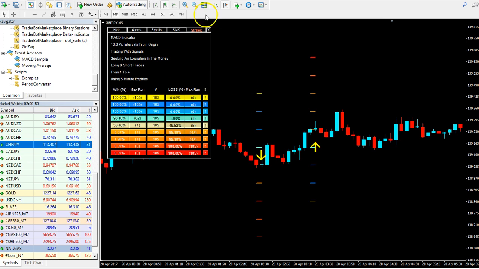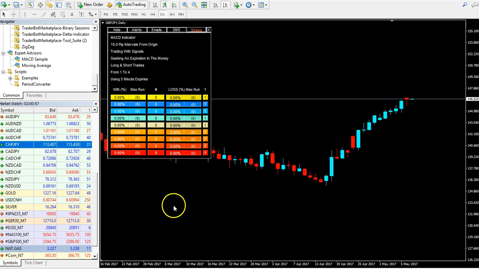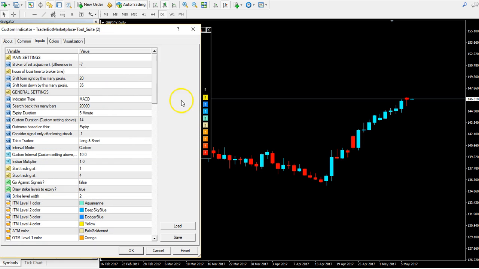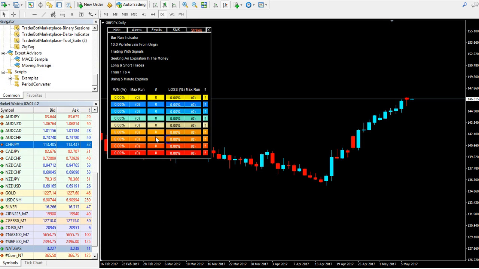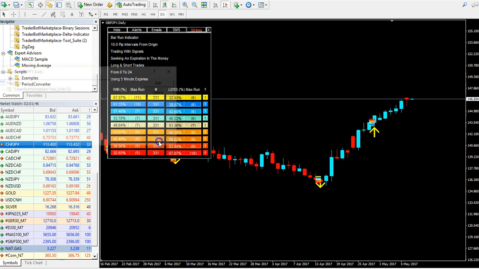Okay, one last thing. If we're going to trade dailies, this is a daily chart. Now, there are no trades on a daily chart for this particular indicator and this particular parameter. So what I'm going to do is go to bar run here. I'm going to change my trading times, starting at 0, stopping at 24, because we have to have this on a 24-hour rolling period for it to show up on the daily. Okay, there we go. This is a 1-day expiry right here.